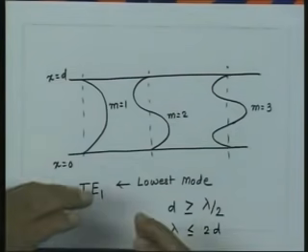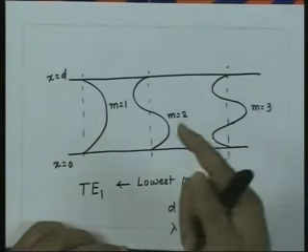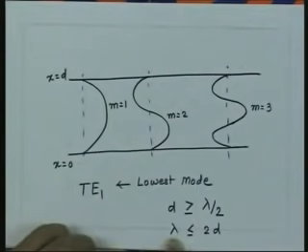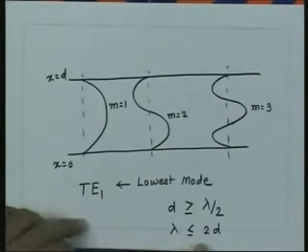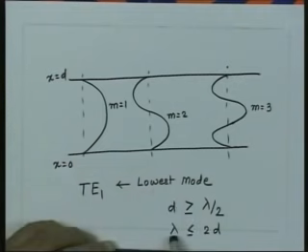So, only those wavelengths, since this has to be less than this, that means the frequency has to be above a certain value so that this condition is satisfied, and then and only then will the wave propagation take place. If lambda is greater than 2d, or frequency is less than a certain value, then the wave propagation cannot take place inside the structure.